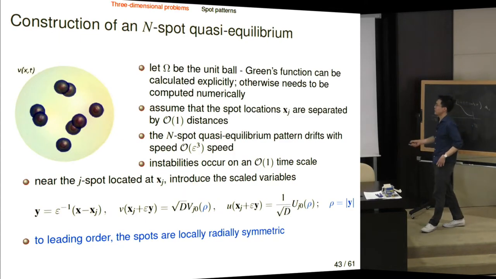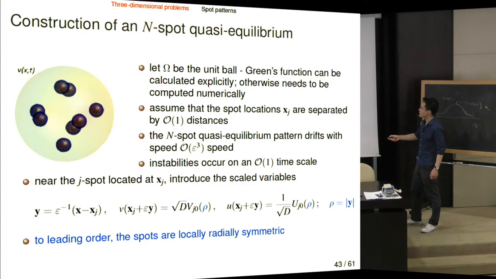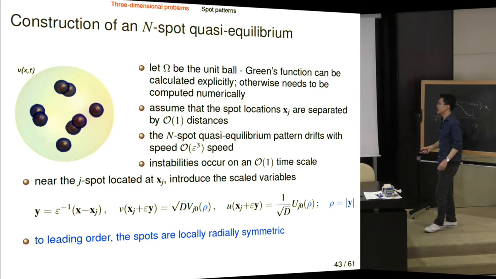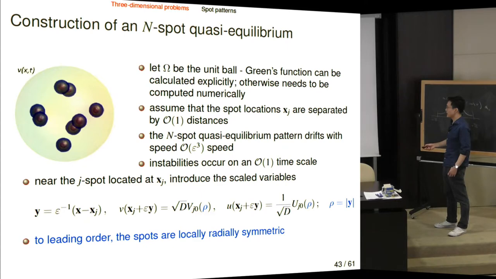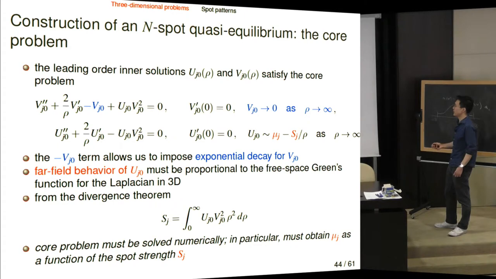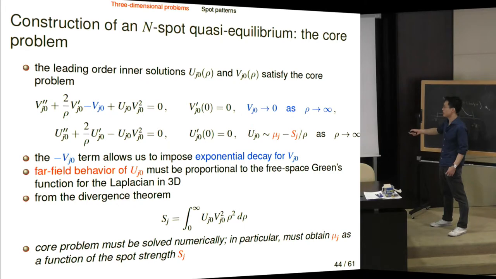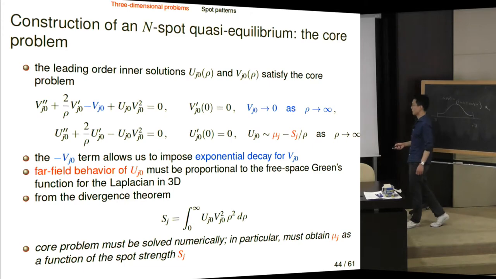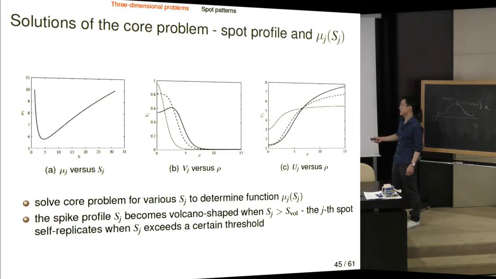I think I might skip the derivation of this a little bit. But let's go. These are typical spot patterns. V is very localized in these spots, and zero everywhere else. Again, we do a matched asymptotics approach, inner region, outer region. To leading order, the spots are radially symmetric, so we get this inner problem. The key is that you have to compute this mu j. You cannot specify these separately. You have to compute mu j versus sj, so you have to do this part numerically. For this sj, you use the divergence theorem. It's essentially the strength of this reaction term. And the key is to compute this mu j versus sj.